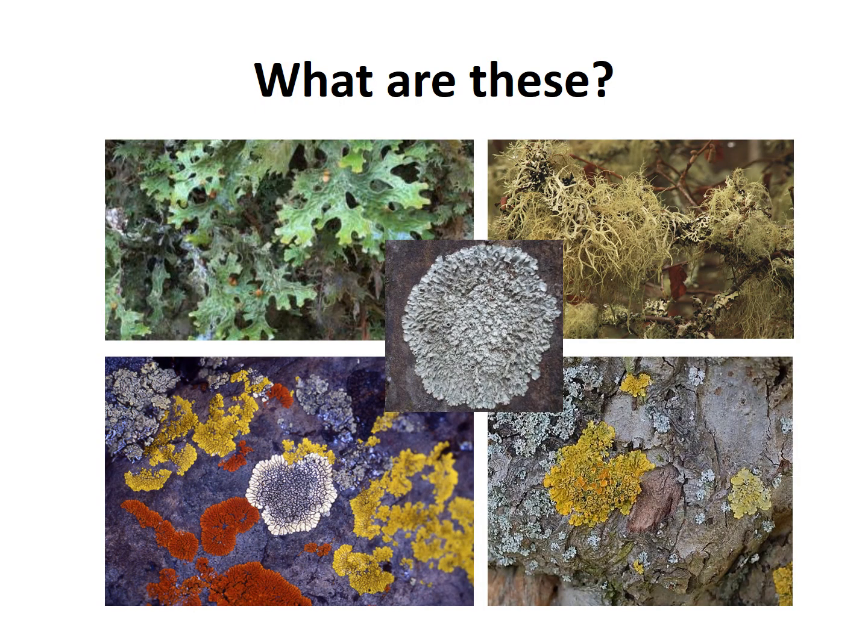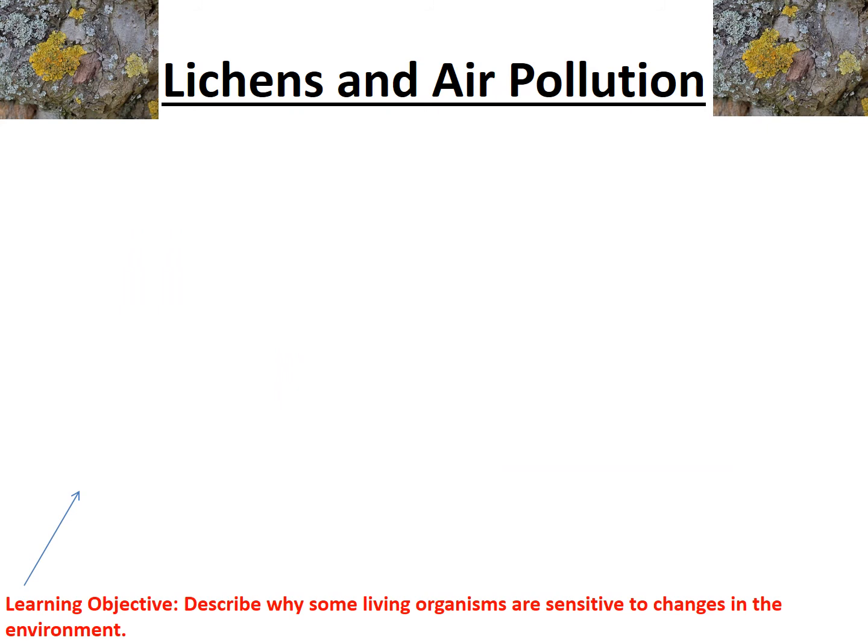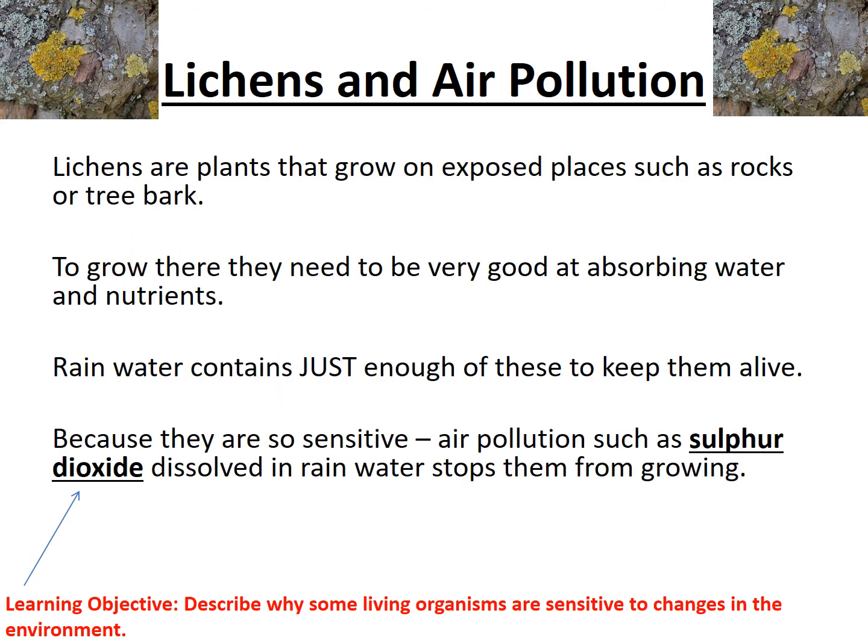Last thing for us for today. These things here are lichens, okay, and we have got an exam question at the end of this one. I am aware the video is getting longer. Lichens are plants that grow on exposed places such as rocks or tree bark. You can see them all over your walls in your garden, or on a tree in your garden. You can find them all over the place.